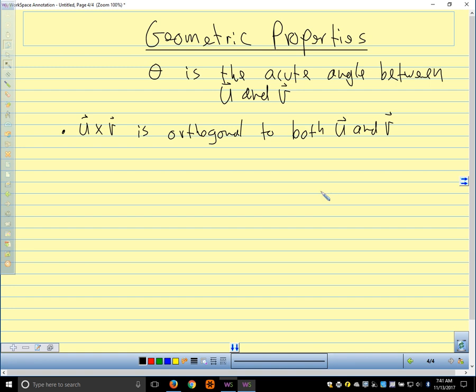We want that orthogonal vector. The magnitude of u cross v is the magnitude of u times the magnitude of v times the sine of the angle between them. So it's similar to the relationship we had with the dot product, but this has a sine theta, and we're talking about the magnitude since the cross product is a vector.